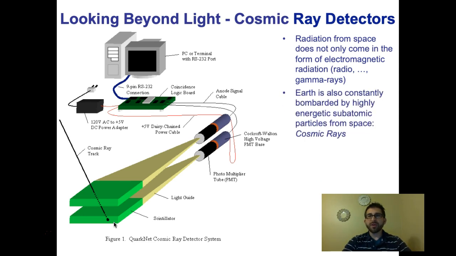So when a cosmic ray, these subatomic particles that are showering down upon us, hits the scintillation mechanism, the energy is transferred along a cable into our coincidence logic board, which can then go into a computer system and be interpreted as data.